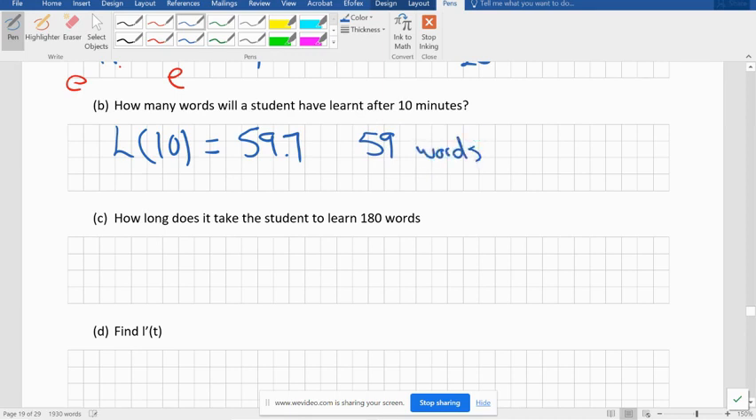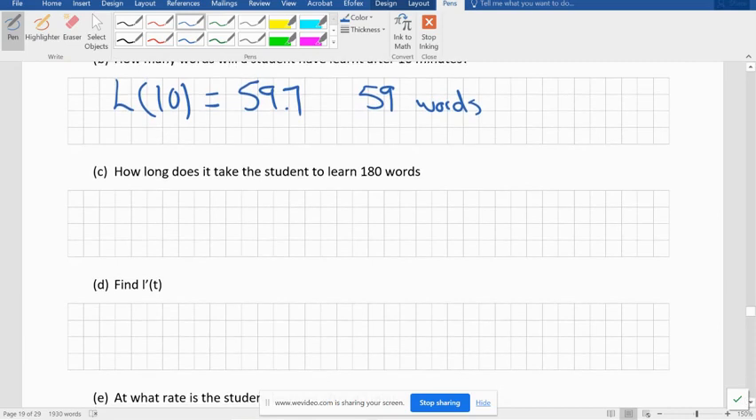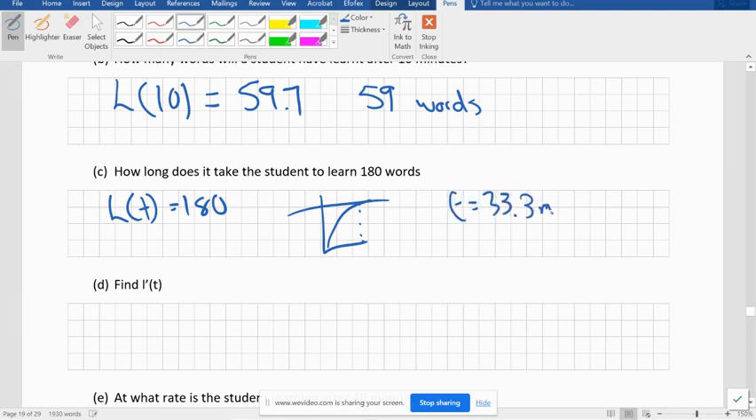I know one year in the exams, they were looking for the discrete answer. How long does it take for a student to learn 180? Well, we're just going to keep going with the calculator. So we're just letting L of t equal 180. Remember you could just graph that, which I would have done. Have your graph, then graph 180 and find the intersection. You would have gotten t is equal to 33.3 minutes. So that's all on the calc.